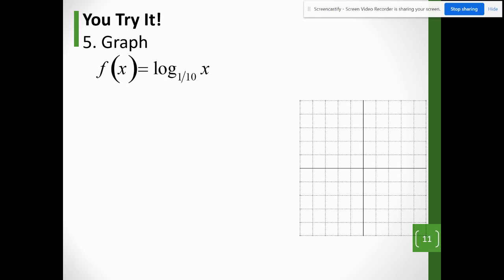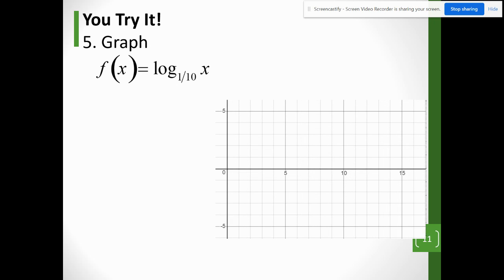Looking at this one, my base is less than 1. So you would expect it to look like that. You can come up with the table of x and y values. I would recommend negative values of y because the negative will undo the fraction. And one thing I want us to see as well is, look, it crosses the point (1, 0).